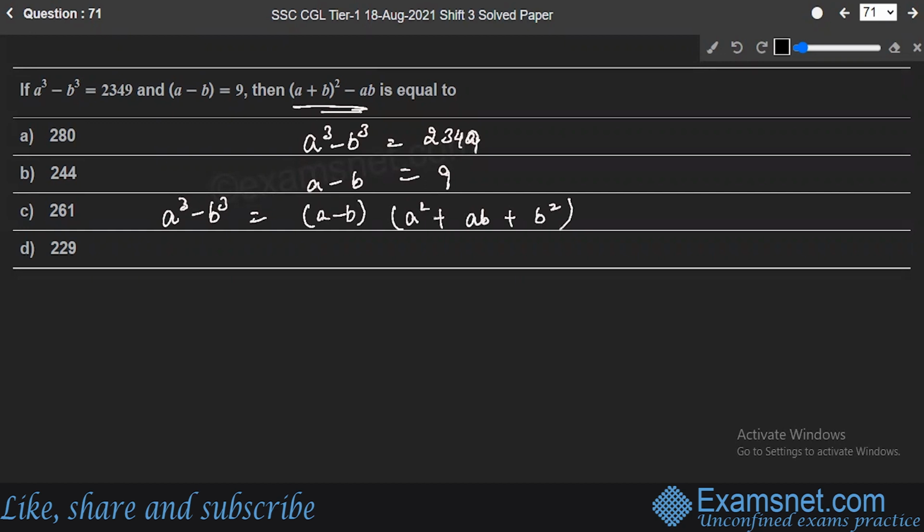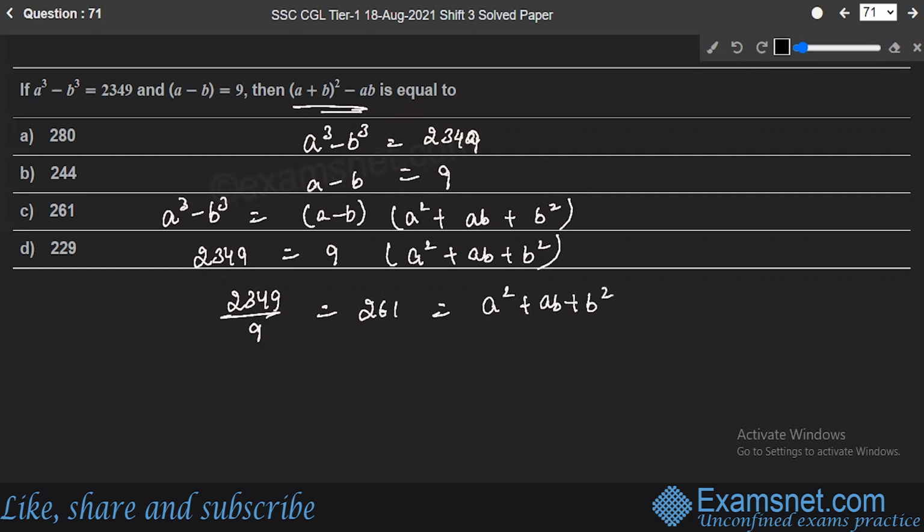So you have here 2349 is equal to 9 into (a square plus ab plus b square). Alright, you will divide them: 2349 upon 9, which is equal to 261. This is equal to a square plus ab plus b square. Correct. You got this value.